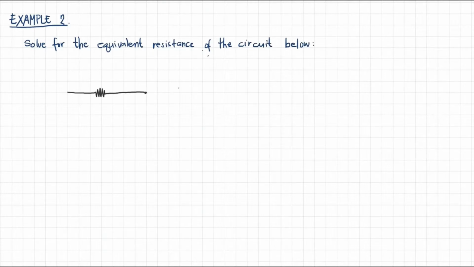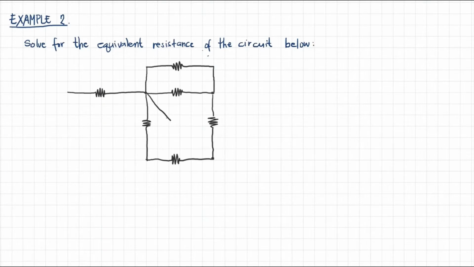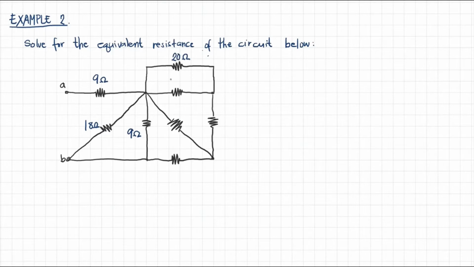So let me draw the circuit. In this particular circuit, it's a complicated connection of 8 resistances with values 9 ohm, 18 ohm, 9 ohm, 20 ohm, 5 ohm, 20 ohm, 1 ohm, and 2 ohms. So let's try to solve that particular example.